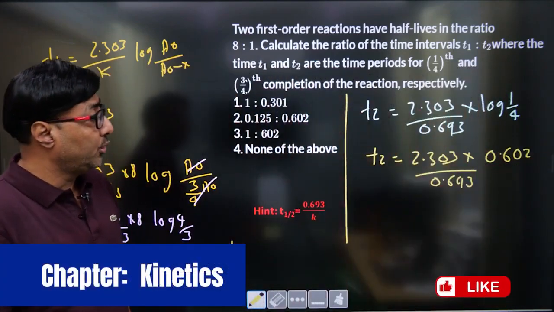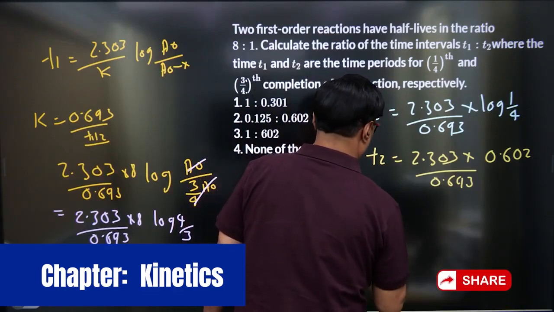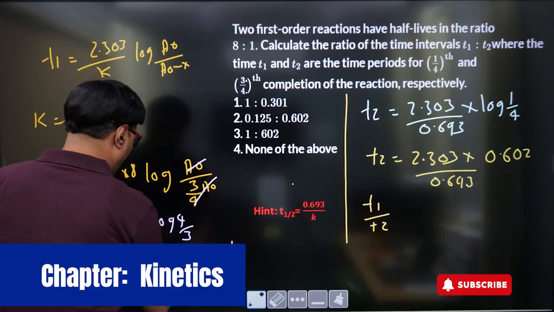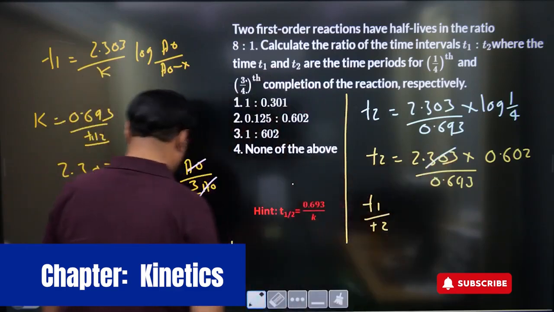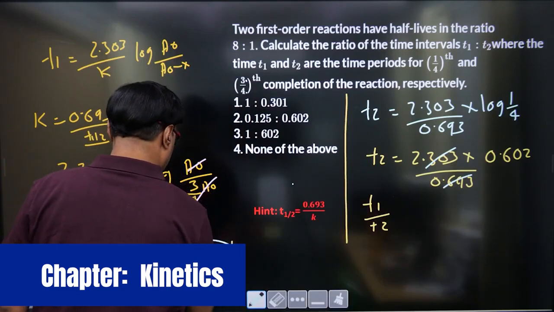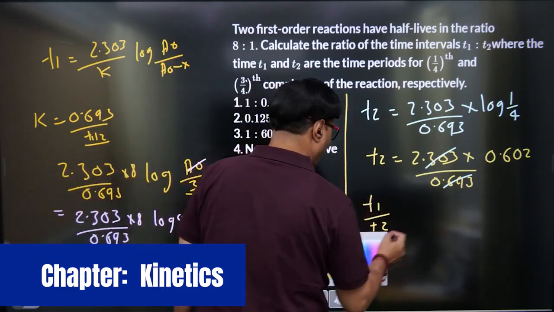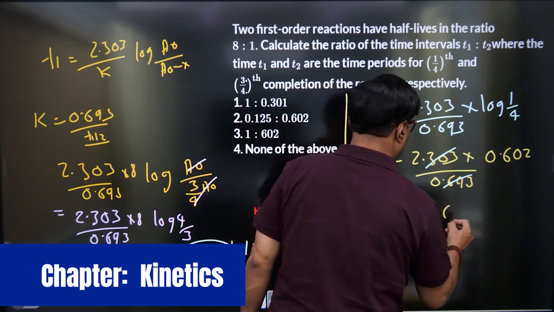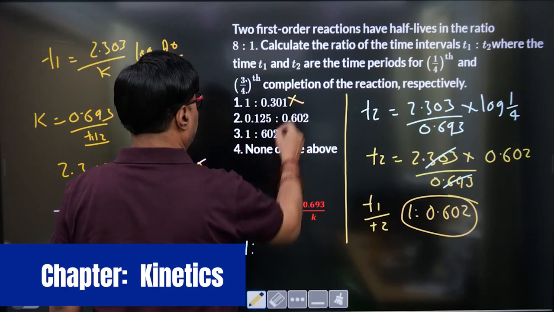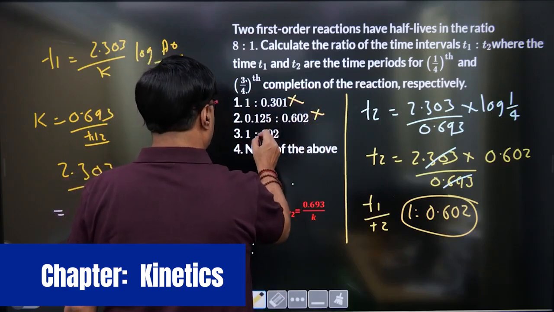Now compare t1 by t2. If I go for t1 by t2, which is going to remain? 2.303 is going to be cancelled, and this is going to be cancelled. Now this is 1 and this is 0.602. So 1 and 0.3, this is an incorrect statement. 0.125, 0.623, incorrect. 0 has been missed.